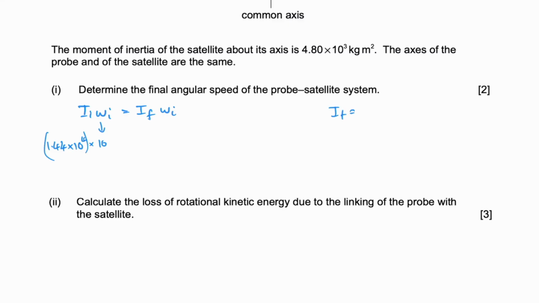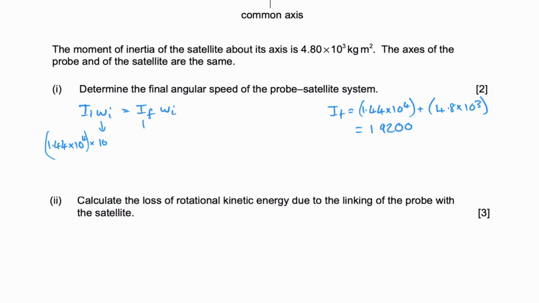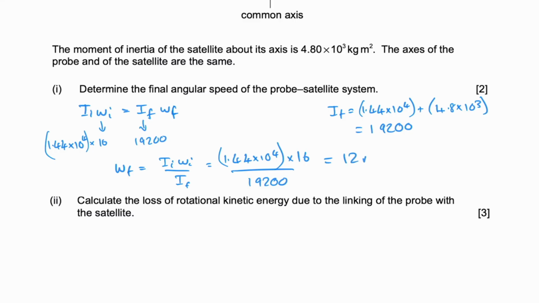We can work out the final moment of inertia by adding the moment of inertia of the initial system to the moment of inertia of the satellite, which gives us a value of 19200. Let's rearrange for the final angular speed, which is I omega I over I F. So 1.44 times 10 to the 4 times 16 divided by 19200 gives us a value of 12 radians per second.